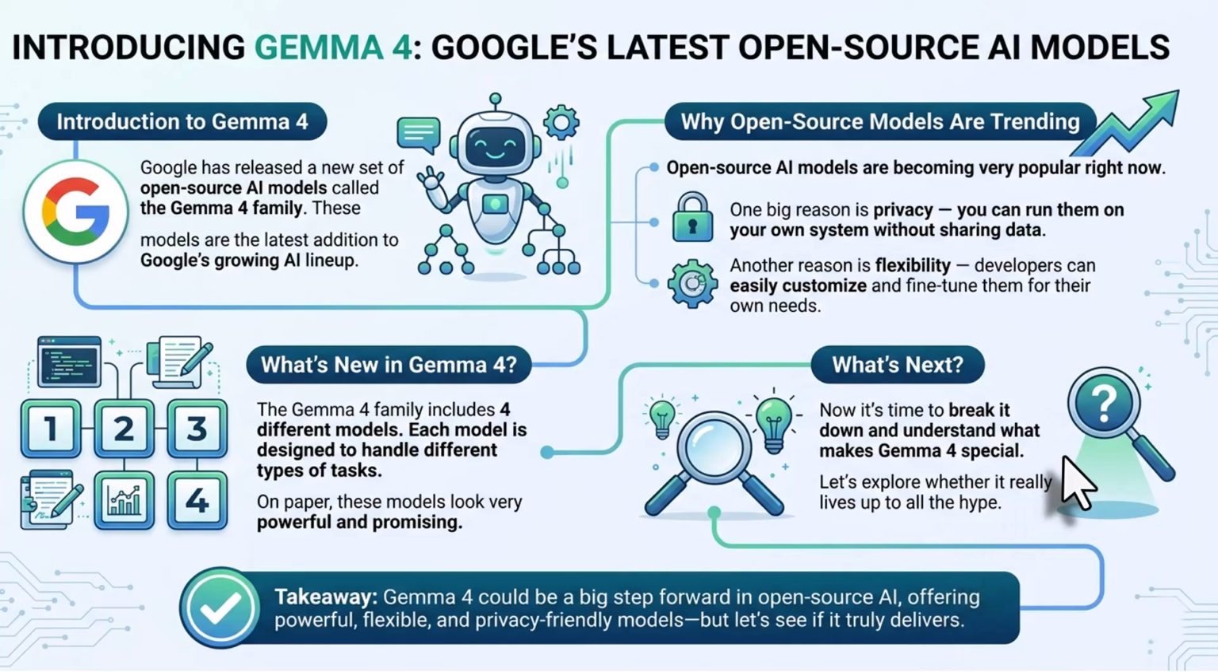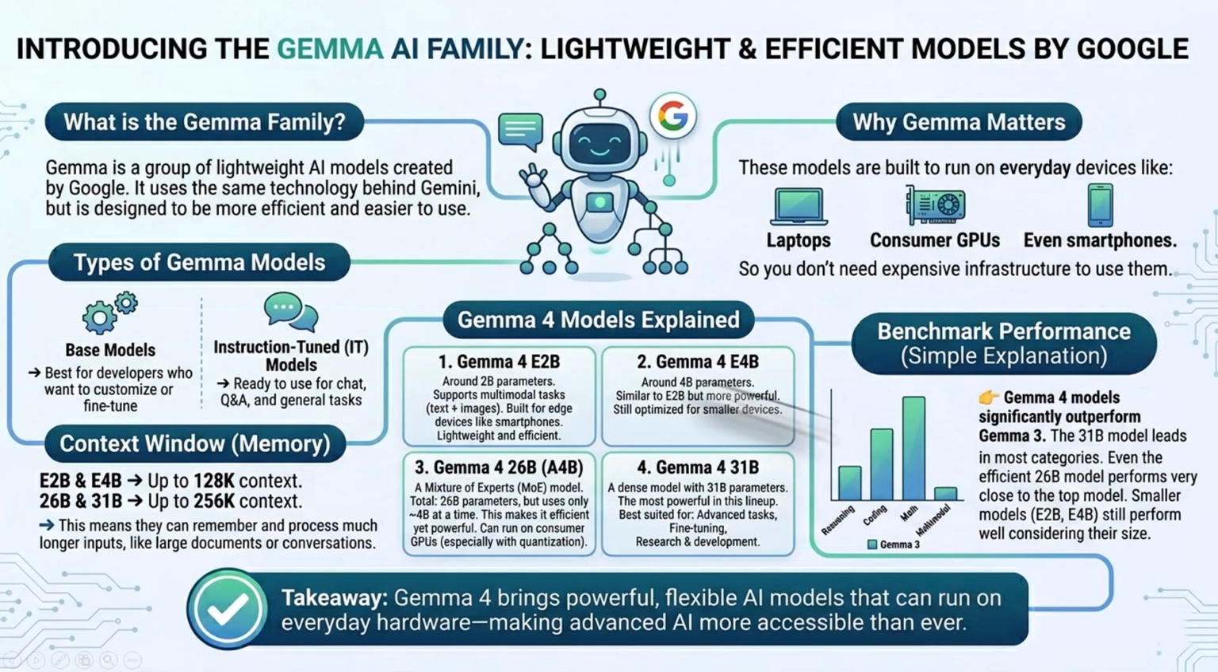Okay. Now let's understand what is the Gemma family. Gemma is a group of lightweight AI models created by Google. Okay, it uses the same technology behind Gemini, but it is designed to be more efficient and easier to use. Okay, now let's understand why Gemma matters. Gemma matters because these models are built to run on everyday devices like laptops, consumer GPUs, and even smartphones. Okay, so you don't need expensive infrastructure to use them.